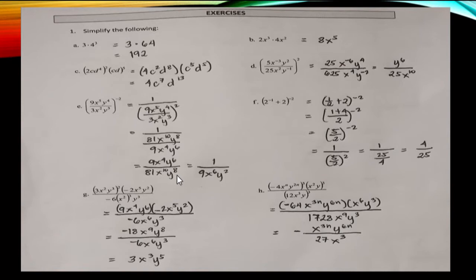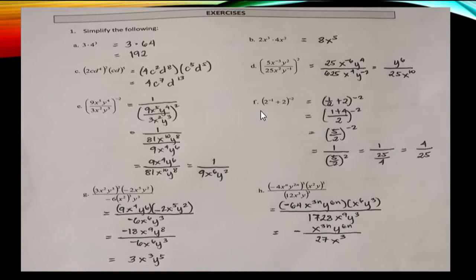Then, simplifying further, 9 over 81, that is 1 over 9. Then, x to the power of 4 minus 10, that is negative 6. So, kung negative man, so diri siya sa ubos para positive ang atong exponent nga 6. Then here, y, 6 minus 8, that is negative 2. So, diri po na to siya sa ubos ibutang, kaya parang positive siya. So, the answer is 1 over 9 x to the power of 6 y squared.